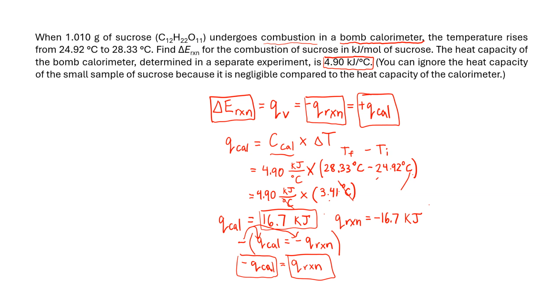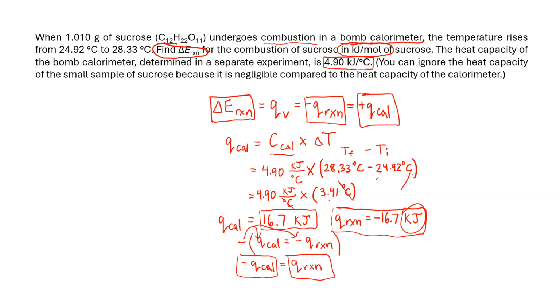All right, are we done? Because we calculated the Q reaction. But what did they want? They want the delta E of the reaction in kilojoules per mole, right? They said find delta E in kilojoules per mole. Right now we have kilojoules. So how do we get kilojoules over moles?